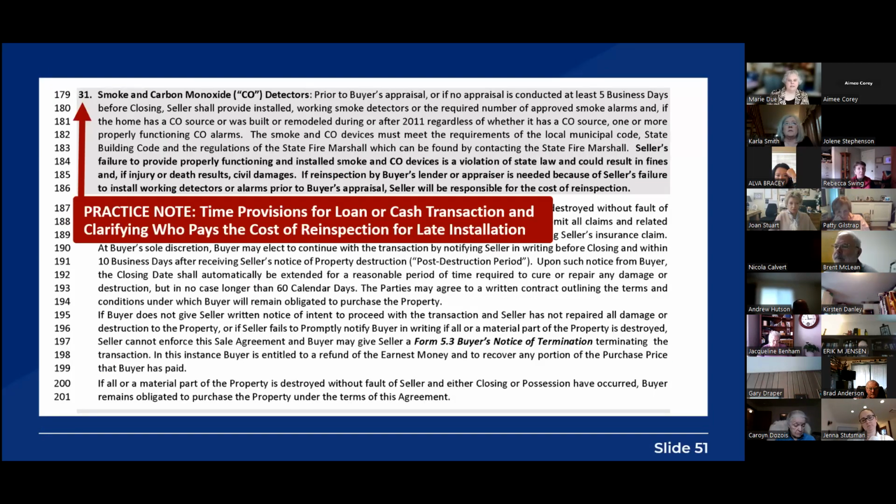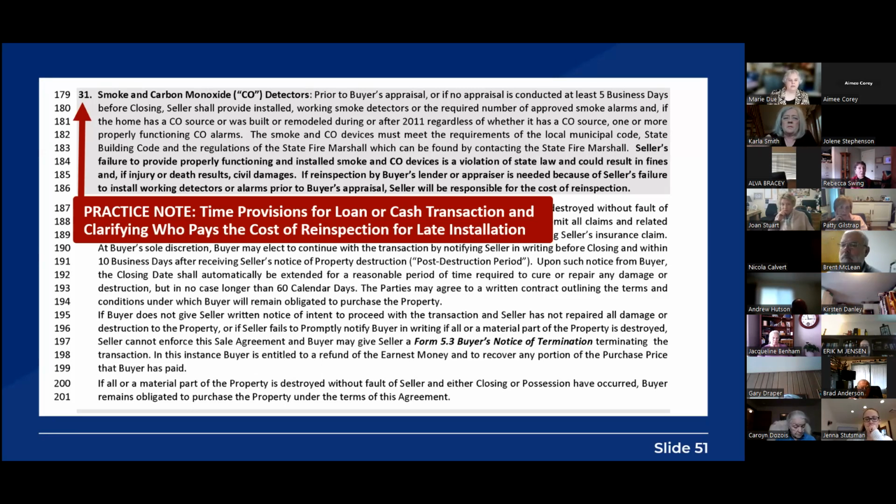Smoke and carbon monoxide detectors. This one, you'll notice that there is no options for number of days. Prior to the buyer's appraisal, or if no appraisal is conducted, at least 5 business days before closing, seller shall provide installed working smoke detectors or the required number of approved smoke alarms.